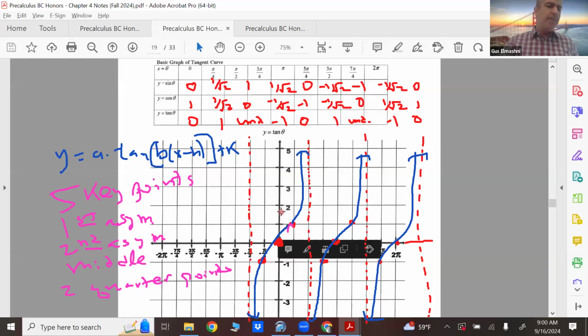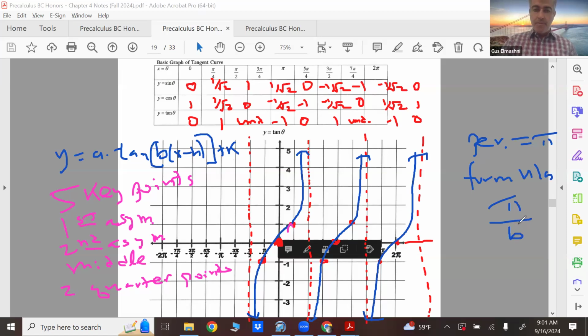And the length of the period, how long is one cycle here? It's not 2 pi. How long? It's pi. Because it repeats itself every pi units. Tangent repeats itself every pi units. If you look at the unit circle, it should make sense, because if you're going from 0 to pi, you've covered all the possible y over x values, and then it repeats itself when you go to the bottom half of the unit circle. So the period's going to be just pi. So the formula for period is pi over b. That's the formula for period. Pi over b.